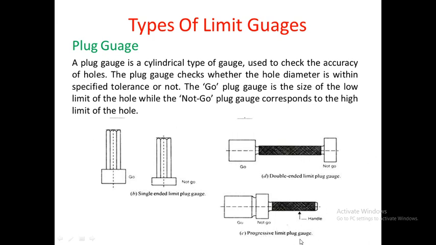The third is the progressive limit plug gauge. In this type, the go as well as no go gauges lie on one side of the handle. You can see in the previous gauge the go was lying on one side and the no go gauge on the other side. But in the progressive limit gauge, both the go and the no go parts lie on the same side of the handle. Now when this gauge is inserted inside the hole, the go part should pass through the hole, and the no go should not pass through the hole. If this condition is satisfied, we can say that the manufactured hole is within the stated limits. So these are the types of plug gauges.